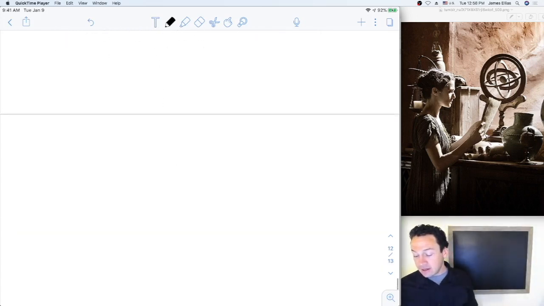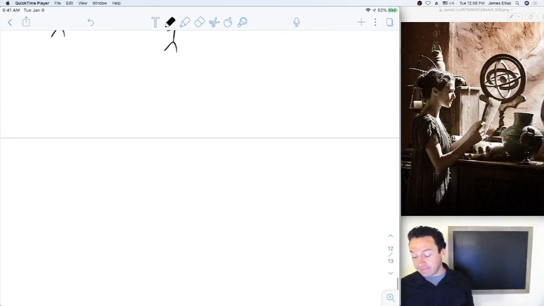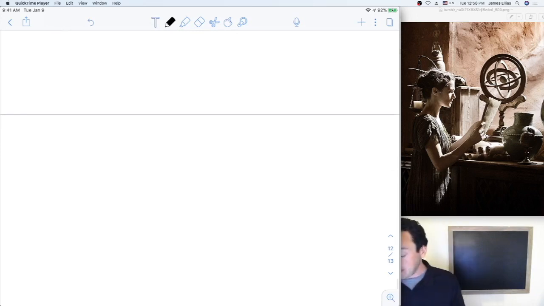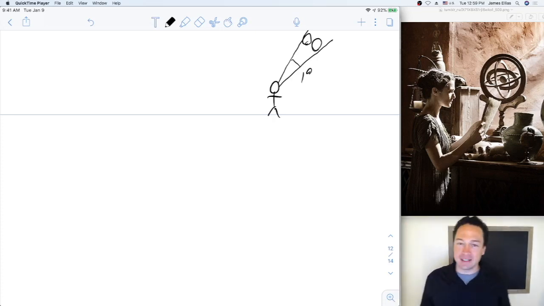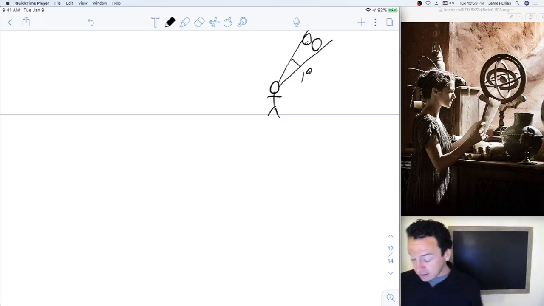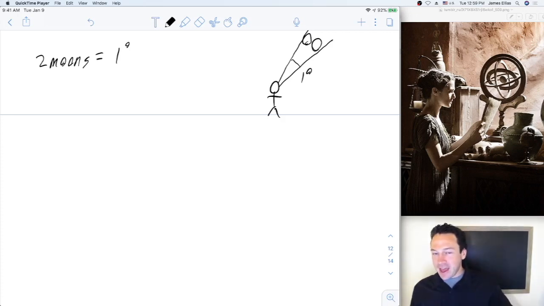Now, what that further means is the following. Here's the way Aristarchus thinks about it. If you had 2 moons, then that would take up a full degree. 2 moons takes up a full degree, right? So if 2 moons equals 1 degree, then check this out.